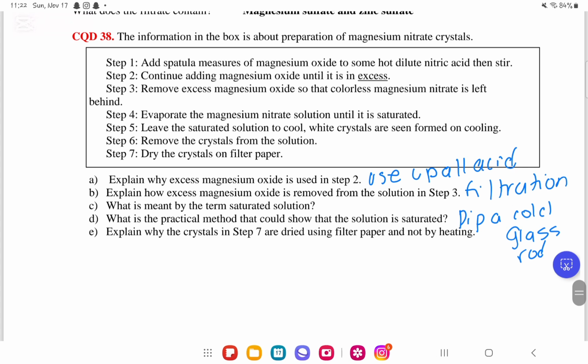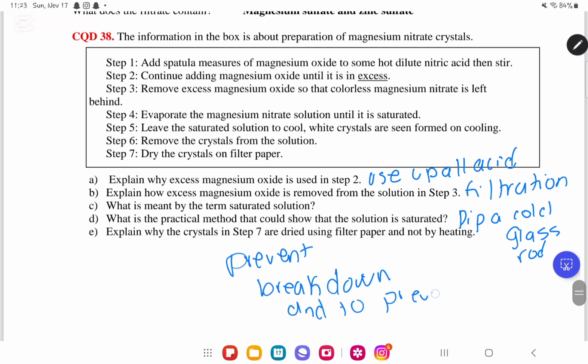If you heat it, it might break down. So to prevent breakdown, and also if you heat it, you are gonna lose the water, and to prevent loss of water. Now, filter paper is more accepted for this one, whereas in the other one we used an oven because the oven would dry it instead of crushing it, because if we dried it with the filter paper, they would crash with each other and break.